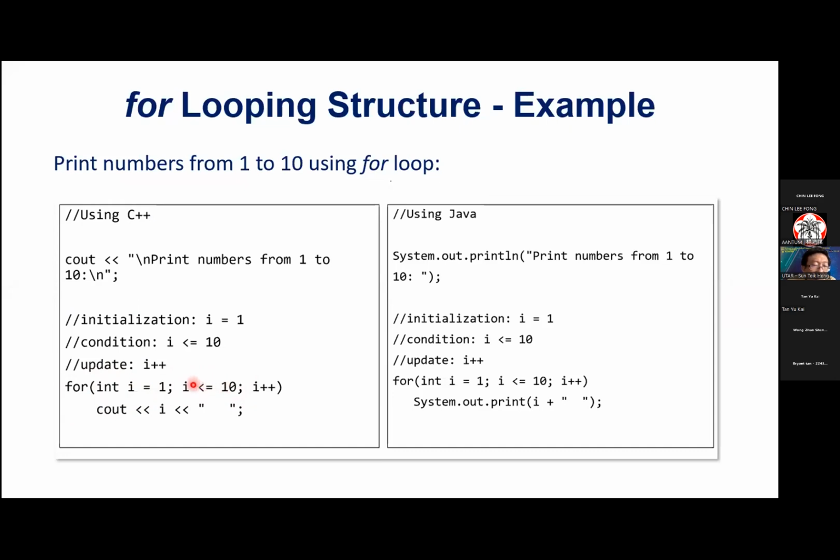If the value inside the variable I meets this condition, that means the condition is true, we'll go into the body of the for loop and execute the statements inside. After executing the statements, we will perform the update. In this case, we'll increment the value of the variable I by 1. Then after performing the update, we'll check the condition again to see whether the value inside the variable I is still less than or equal to 10. This for loop will continue to repeat itself until the condition I less than or equal to 10 is false, and the for loop will terminate.